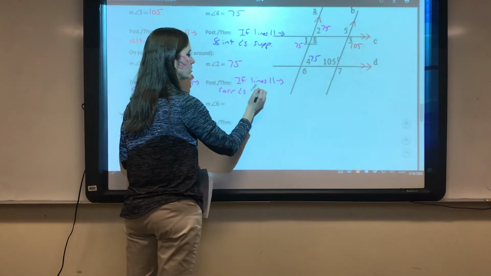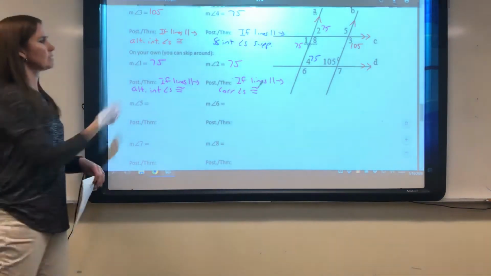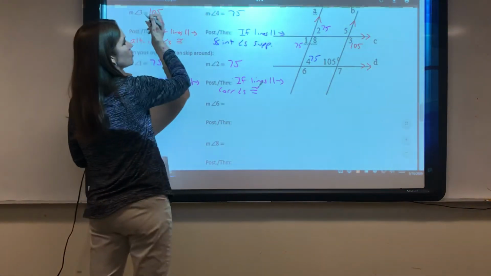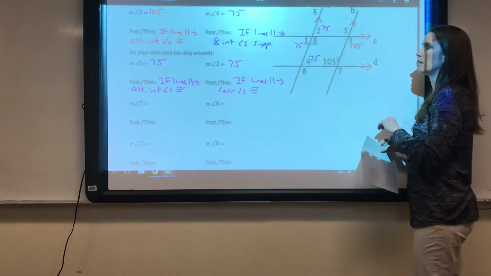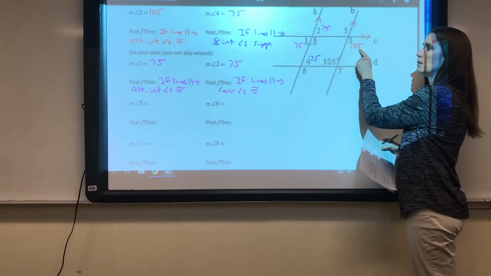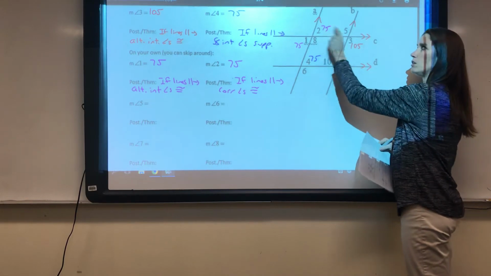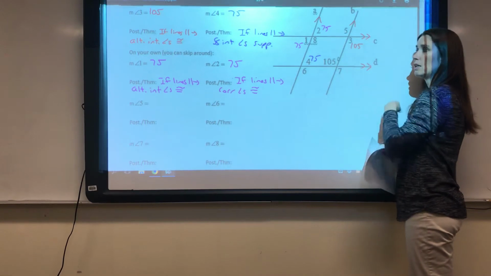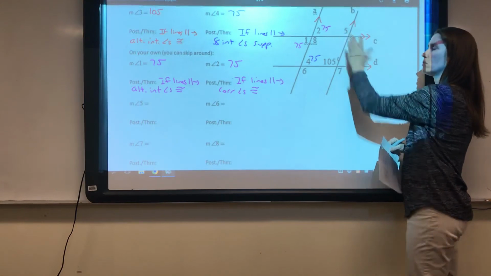Okay, now they're asking me to find out what angle 5 is. So it says you can skip around. You don't have to go in this order. I'm just showing you how I might have done this in this order. In this particular case, if I want to know what 5 is, there are multiple ways again you can think of it. You can think these are vertical angles, so they must be congruent. You can think these are corresponding angles, so they must be congruent. You can think these are same side interior angles, and since the lines are parallel, they must be supplementary. Any of those ways work. I guess the one we haven't used yet is vertical angles, so I'll go ahead and do that this time.